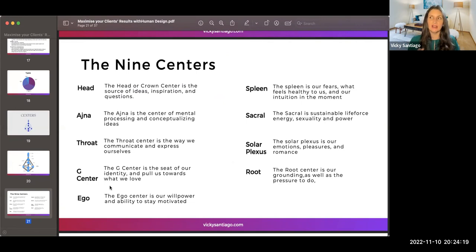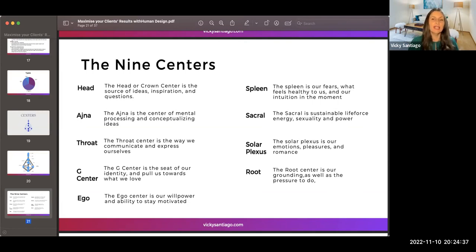And what I think is about 25% of the world have defined in their ego center. So actually there's a large percentage of people who don't have that consistent access to that willpower. So that's kind of interesting to be aware of.